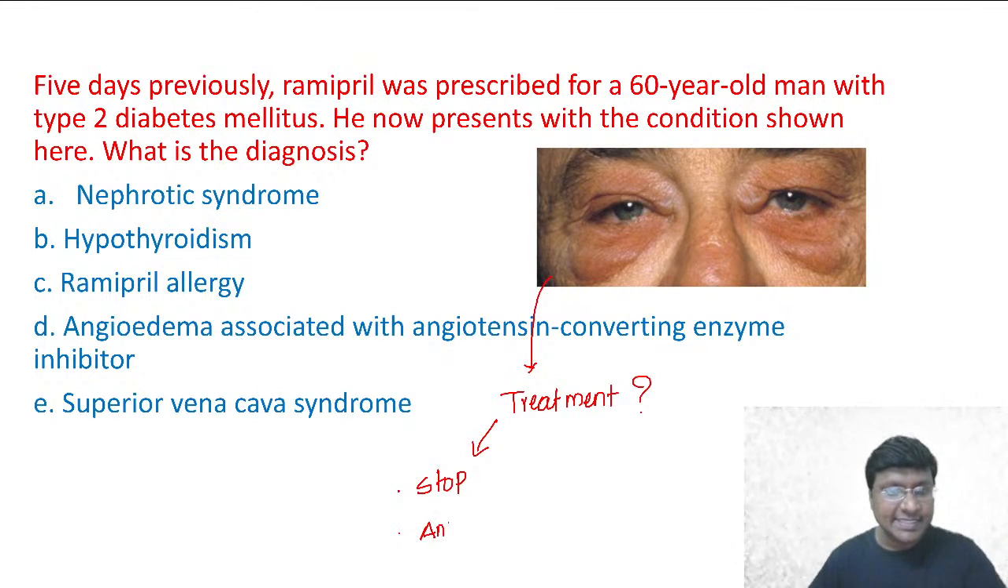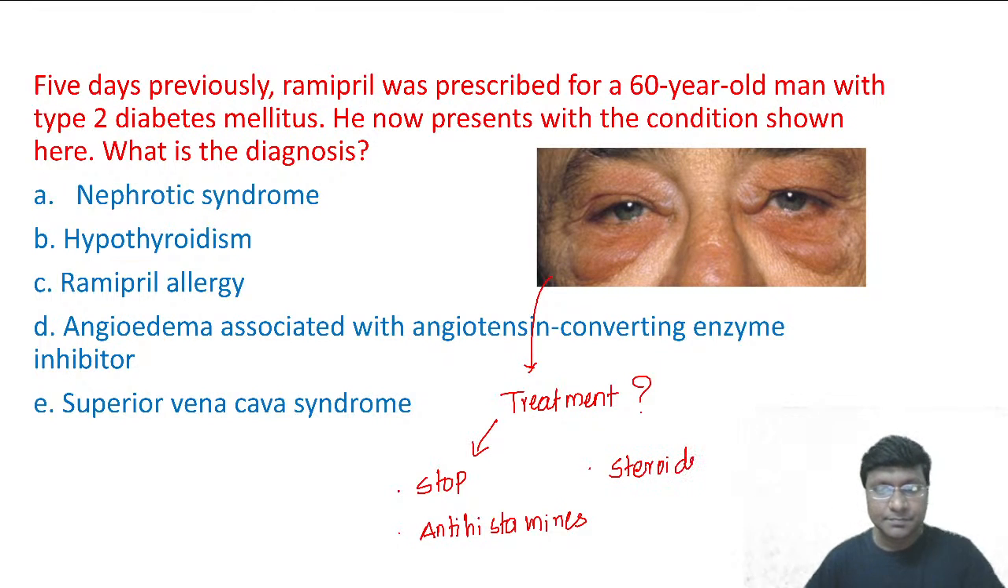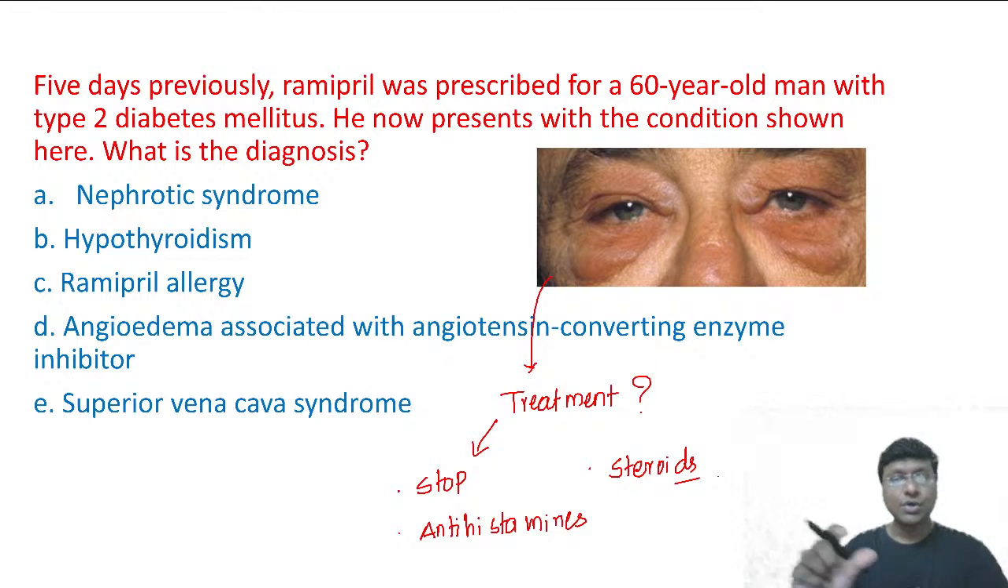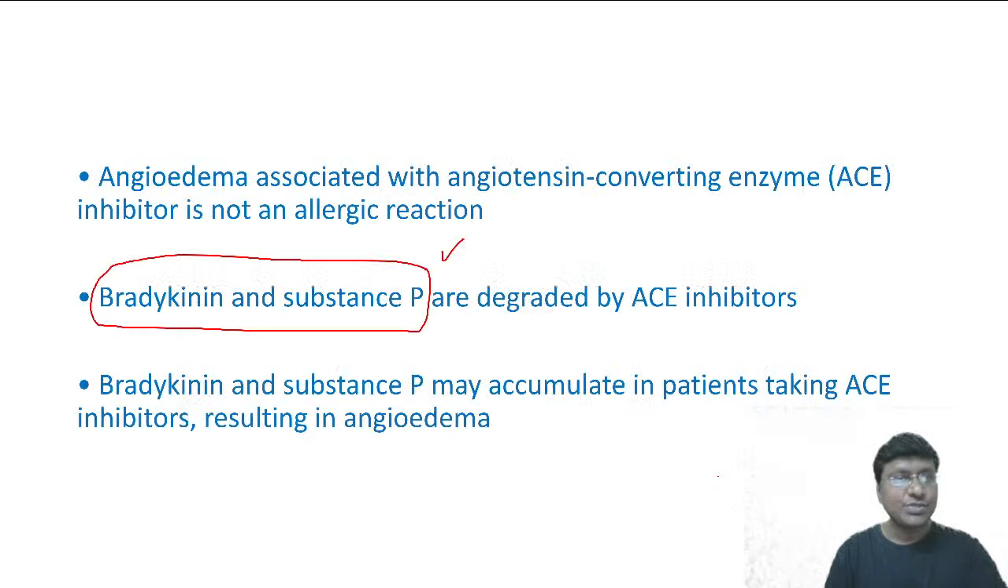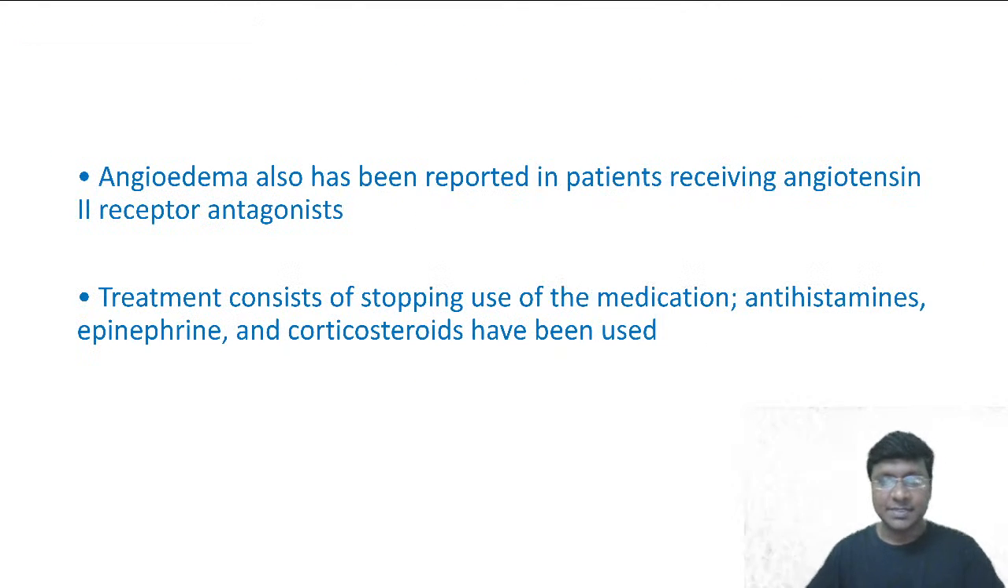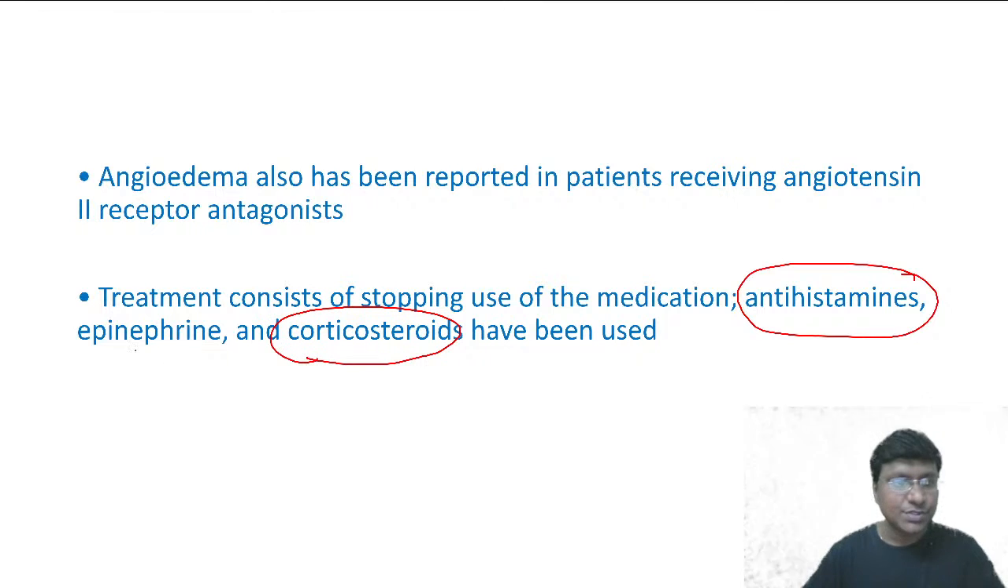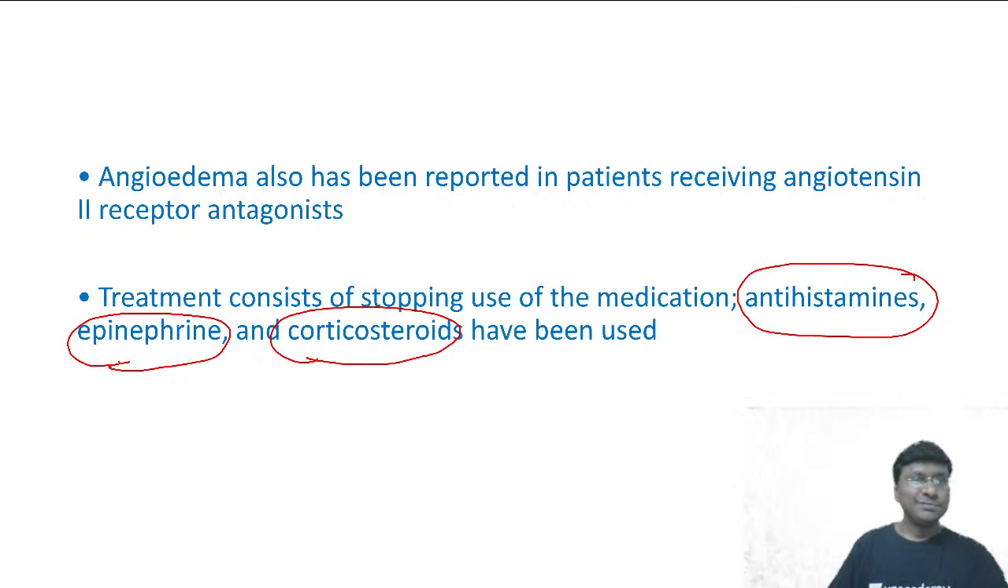Then you give antihistamines, right? Antihistamines, and then you can also give steroids. So that is how you will treat these patients, right? You need to give antihistamines as well as steroids, and then stop that particular ACE inhibitor. So that is the treatment for the angioedema secondary to your ACE inhibitors, right? Antihistamines should be given, corticosteroids have been used, as well as the epinephrine, all right. Next.